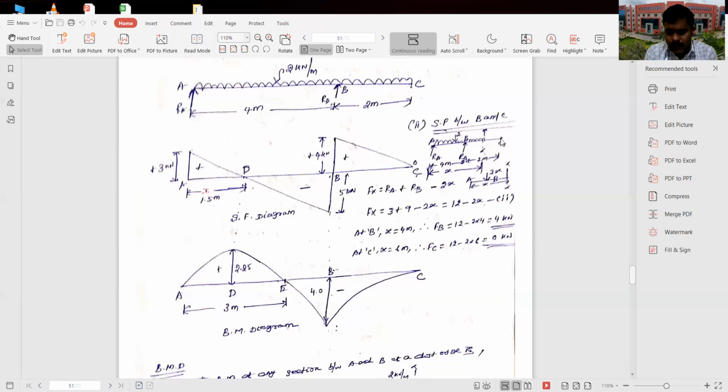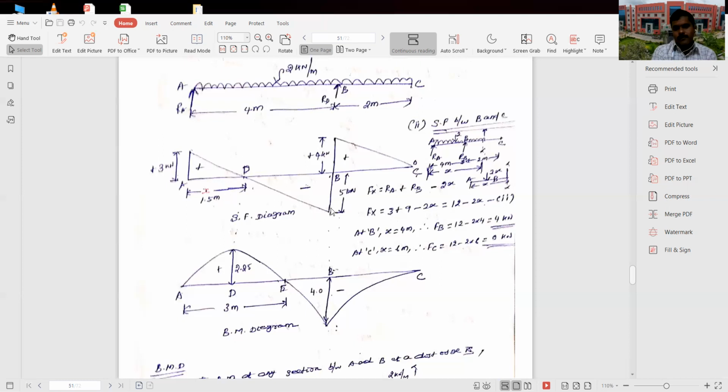Then at C point, x equal to 6 meter, therefore f of x equal to 12 minus 2 into 6, so 12 minus 12, 0. Therefore at C point it is 0. From the 4 kilonewton at B, it comes to 0 at point C. So you can see first Ra 3 kilonewton increased, then at B minus 5 kilonewton decreased. So f of x equal to 0 at 1.5 meter, where we found the shear force is 0.